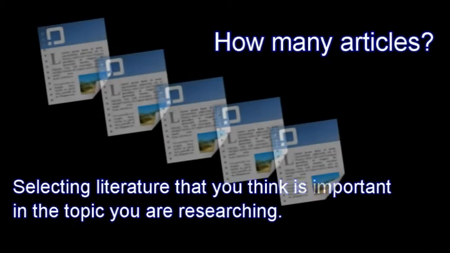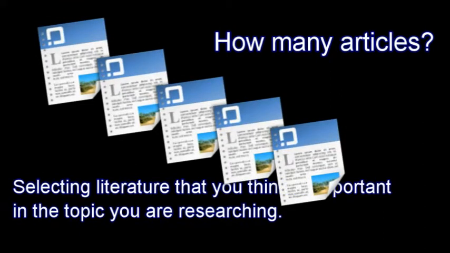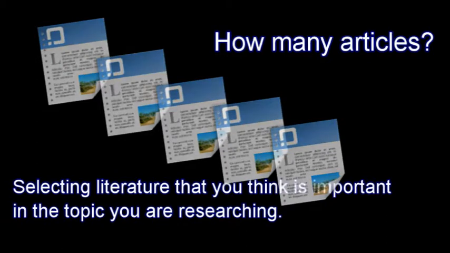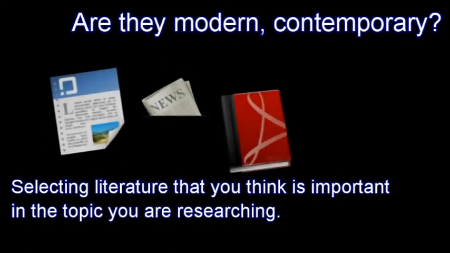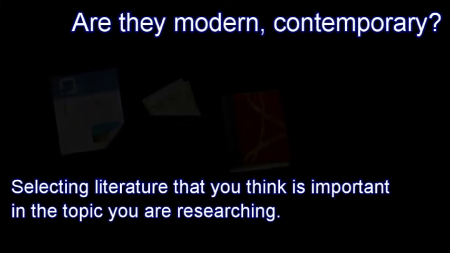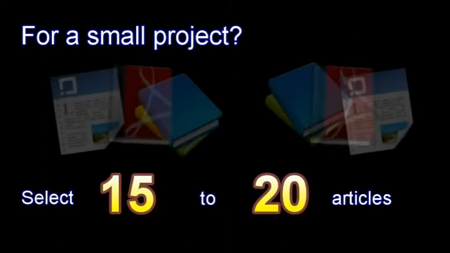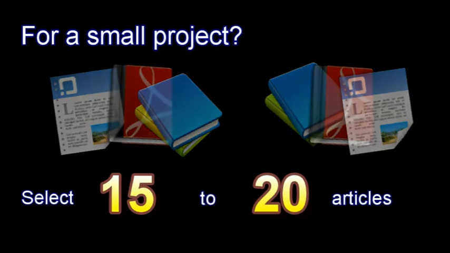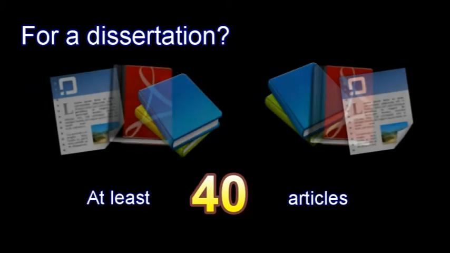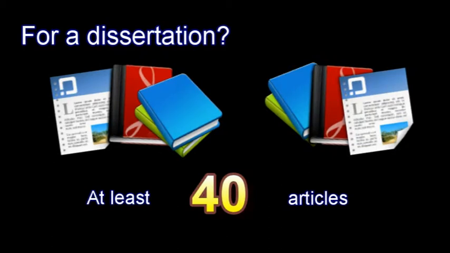The next consideration when undertaking a literature review is to ask yourself, how many articles should I become familiar with? This is a fairly subjective question, and what we would recommend is that you read some modern and contemporary articles from the last 3 to 5 years to identify what are some of the key issues and themes that have evolved. And in terms of numbers, how many articles should you review? We recommend that for a small project, anywhere between 15 and 20 articles should suffice, and for a dissertation, at least 40 plus articles.